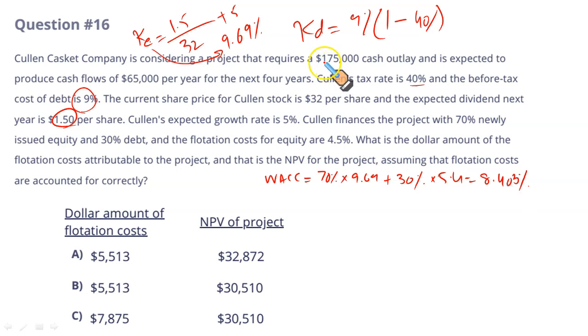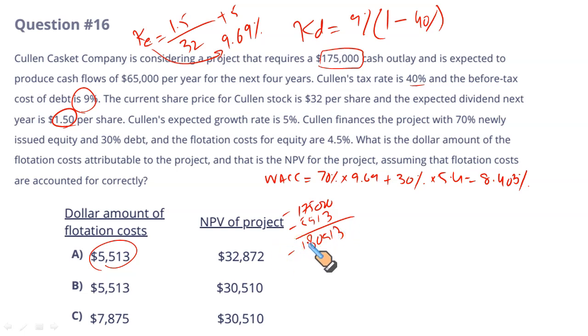The project requires an initial investment of $175,000 plus, treating this flotation cost correctly, means this 5513 must be considered as an initial outflow, which means the initial outflow would be negative 175,000 and negative 5513. That's what you need in total. It's going to be 175,000 plus 5513, that is 180,513. That's your initial investment.